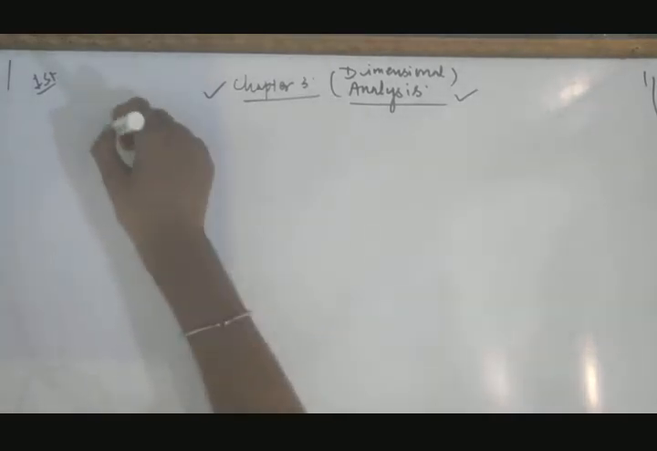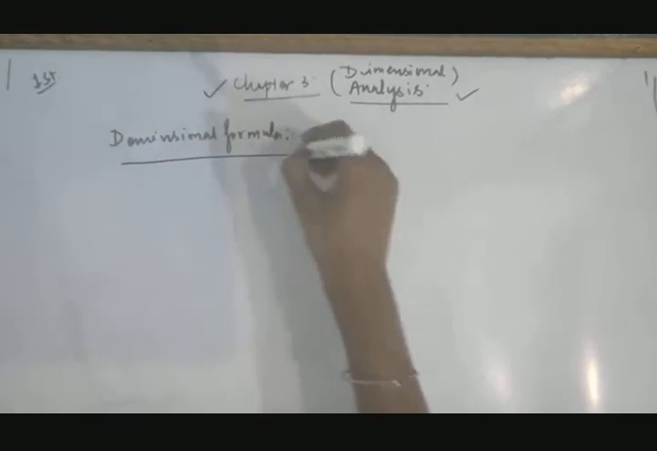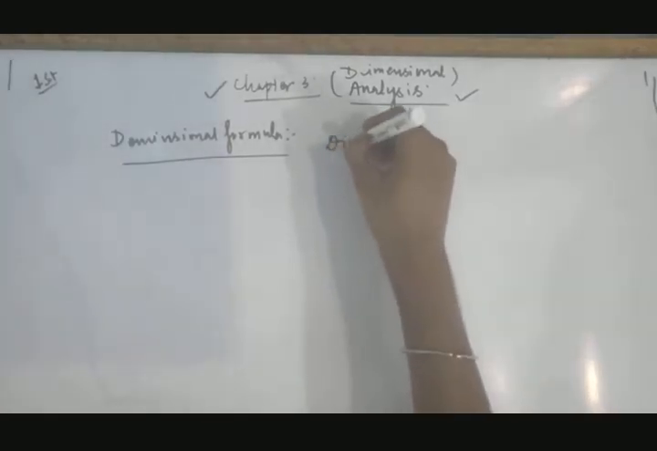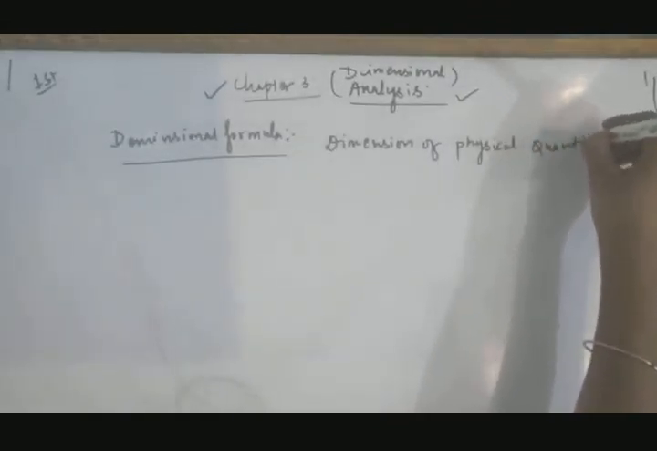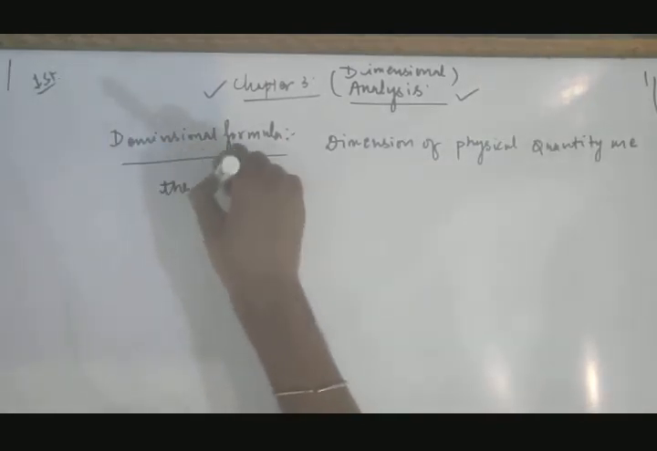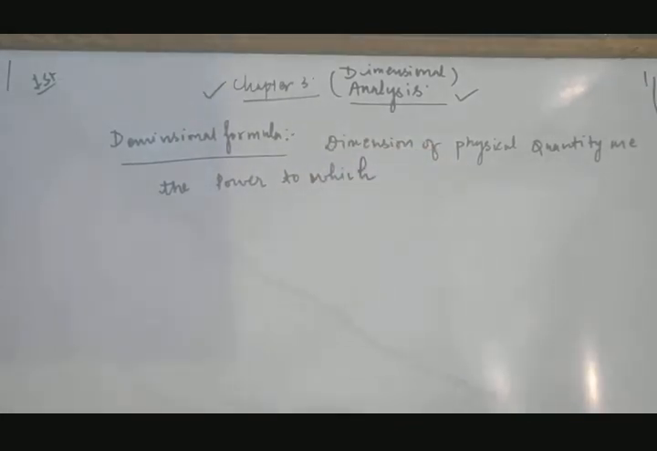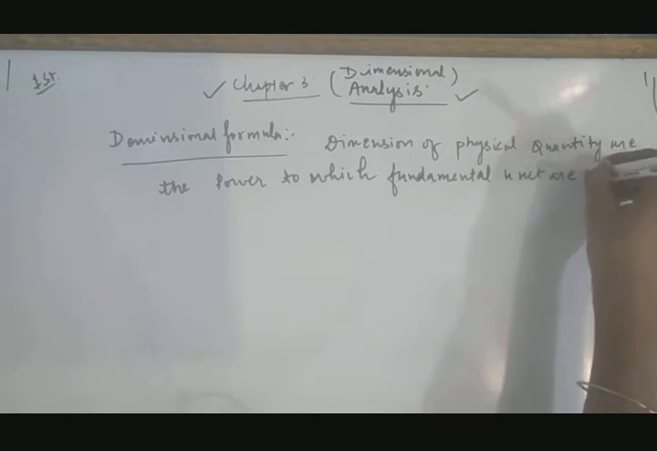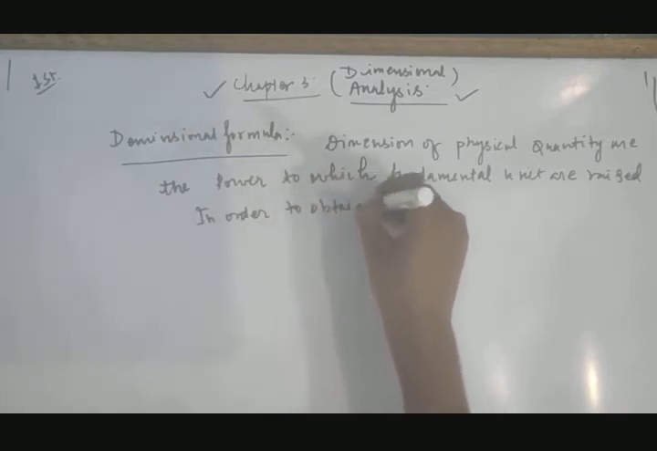Okay, so what do you mean by the dimensional formula? The dimensions of a physical quantity are the powers to which fundamental units are raised in order to obtain the derived unit of that quantity.